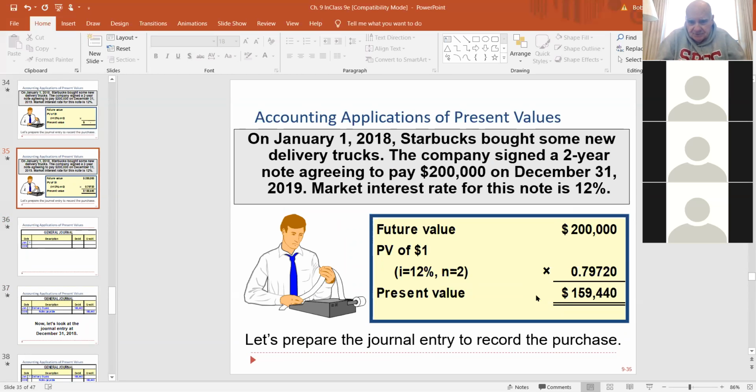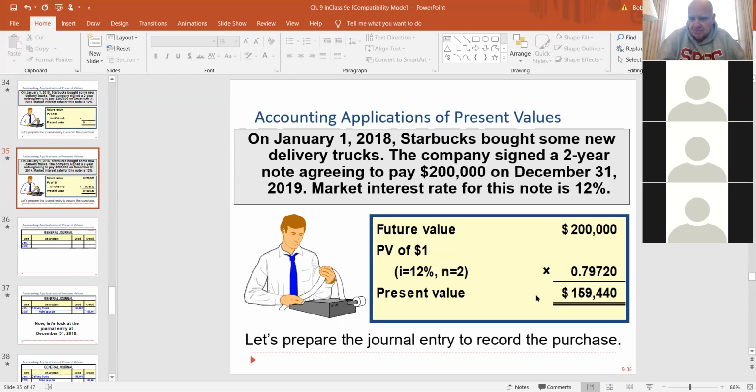The $200,000 is only worth $159,440. That's called the present value. If I walked up to you today and handed you a $100 bill, what would be the present value of that $100 bill? $100 today, present value. So the truck, but wouldn't the truck depreciate? So wouldn't it be worth less?